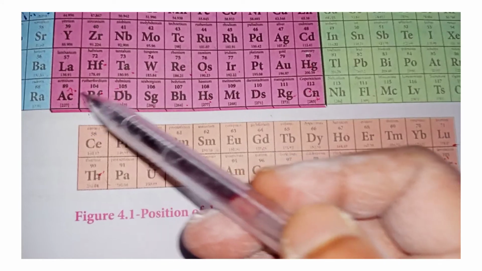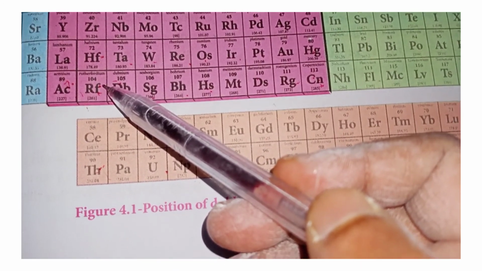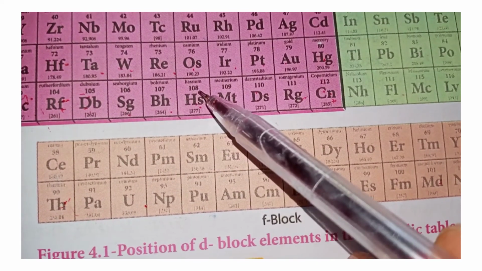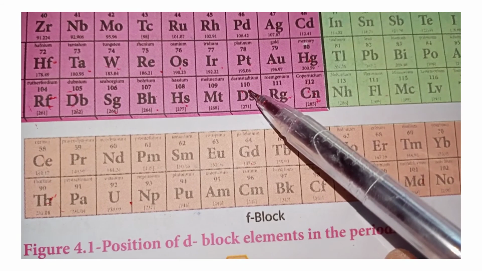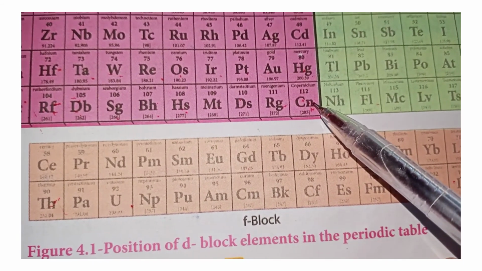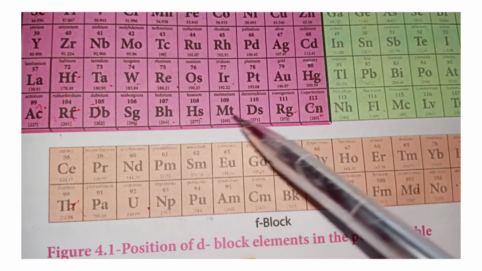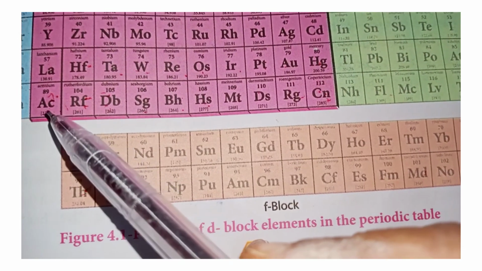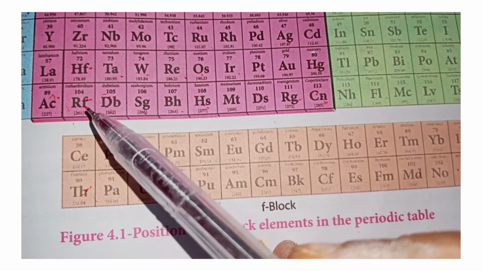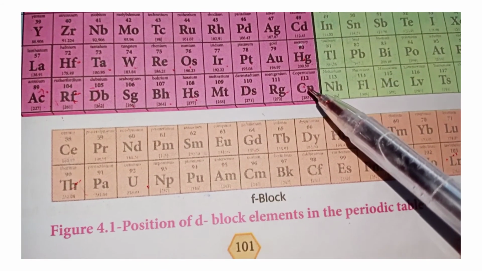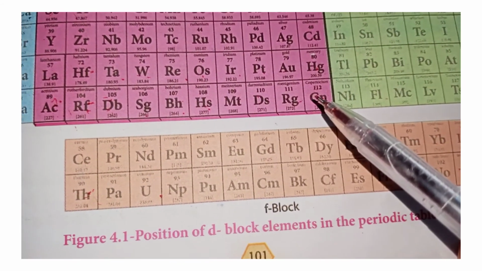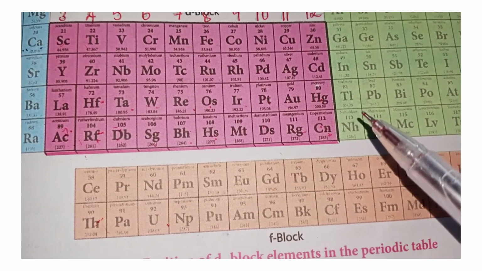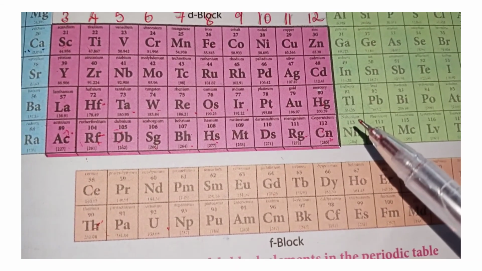After actinium comes rutherfordium, atomic number 104. From rutherfordium come dubnium, seaborgium, bohrium, hassium, meitnerium, darmstadtium, roentgenium and copernicium. These are all your 6D series elements. So after actinium is rutherfordium, and from rutherfordium to copernicium, all these elements are your 6D series elements. That is all about the position of d block elements in the periodic table.